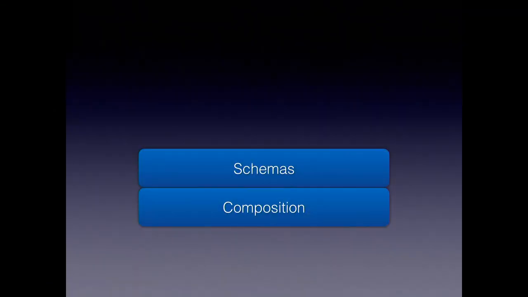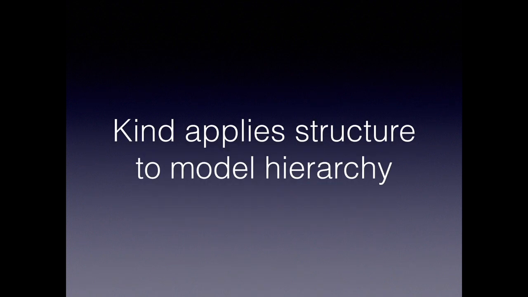So those are the two core underpinnings that motivate the rest of the talk. Composition is built around collaboration, and then schemas bring the USD core into the computer graphics space. So now let's talk about model hierarchy, model structure, and how kind plays a role in all of this.